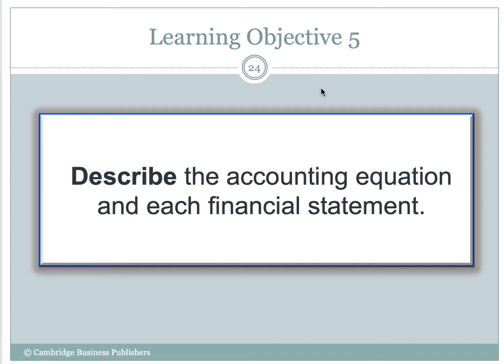In this video, we're going to look at three things. First, we're going to describe the accounting equation. Then we're going to look at each financial statement. And then finally, we're going to look at additional disclosures that a company has to make.